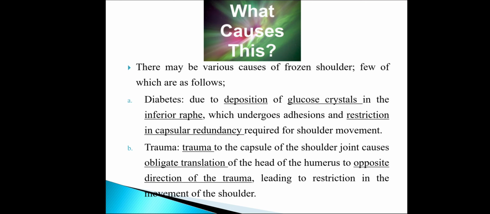Now, second cause being trauma. Trauma can be anything. Trauma can be a hit, a tear or anything else. When trauma occurs to the capsule, there is something called capsular obligate translation. Splitting the term, capsular trauma to the capsule, obligate opposite direction translation is the translation or the movement of the humeral head. When your capsule is getting traumatized in one direction, for example in the posterior direction, your humeral head will translate itself to the opposite side, that is anterior, leading to the restriction in the movement of the shoulder.